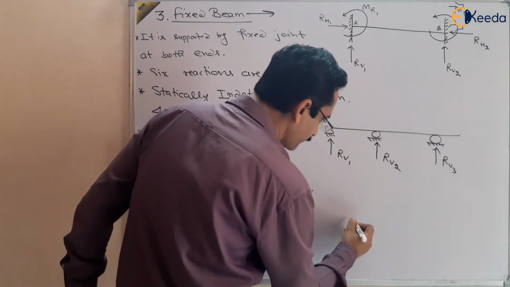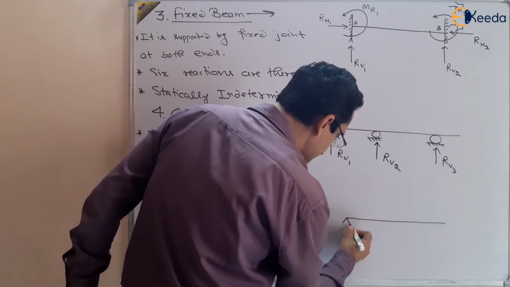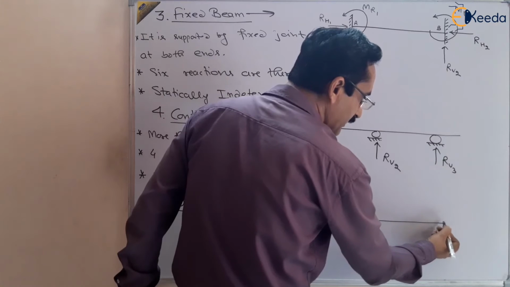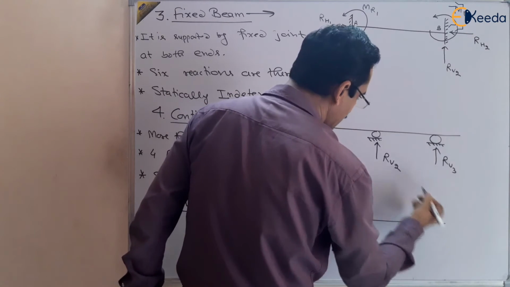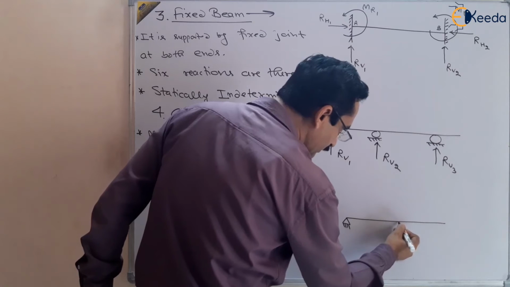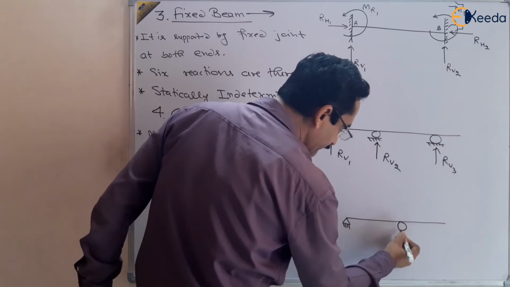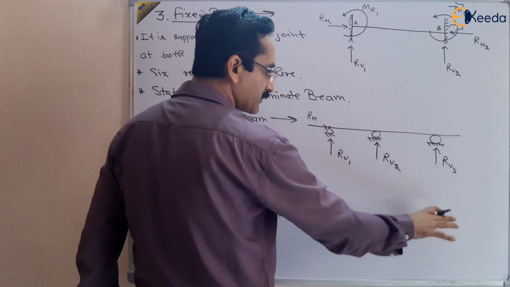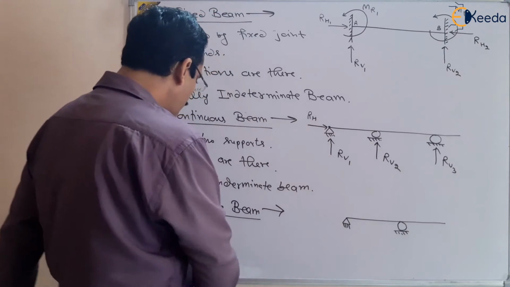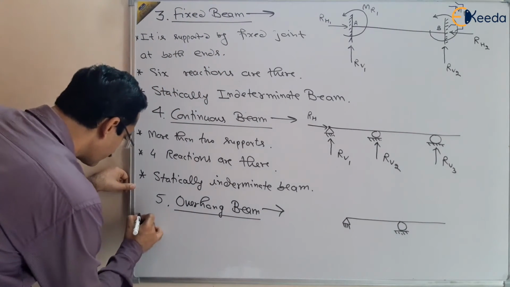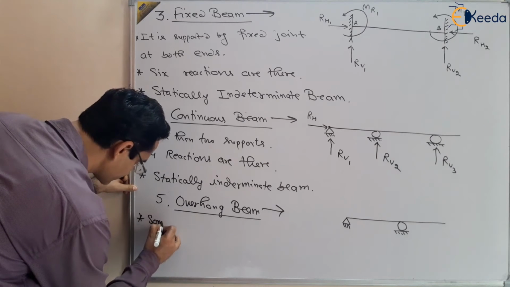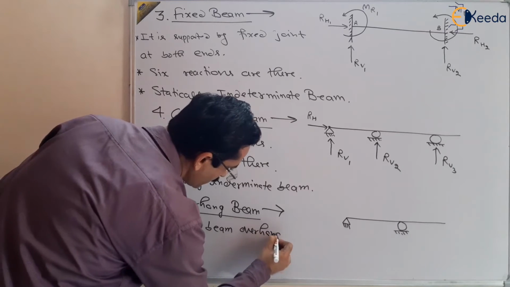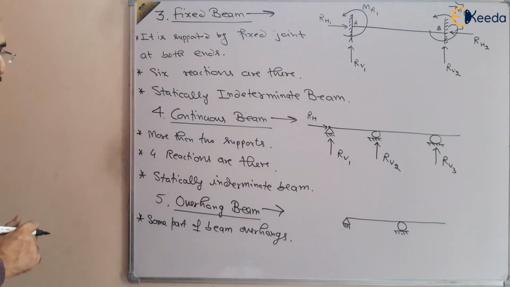What is an overhang beam? One of the ends is hinged and the other end is not given a roller support, but the roller support is given at a certain other point inside, and some part of this beam is hanging, overhanging. So that's why we call it an overhang beam, right? Some part of the beam overhangs. So this is called an overhang beam, right?